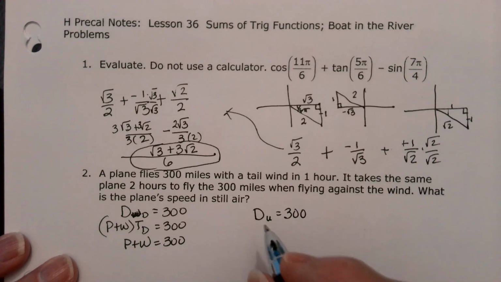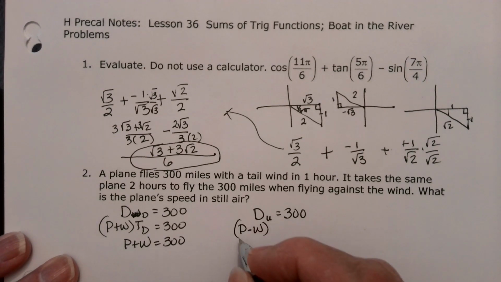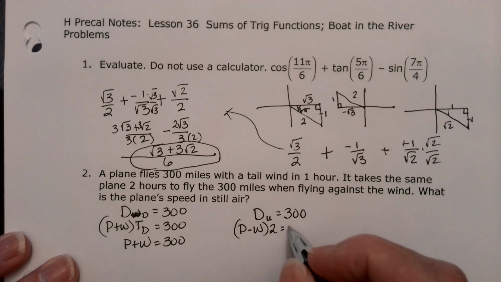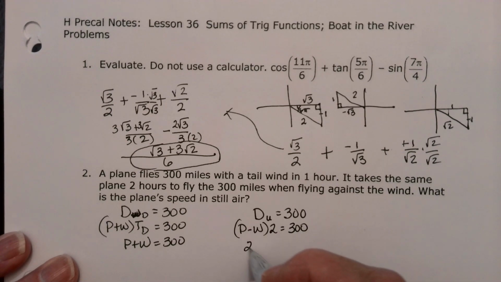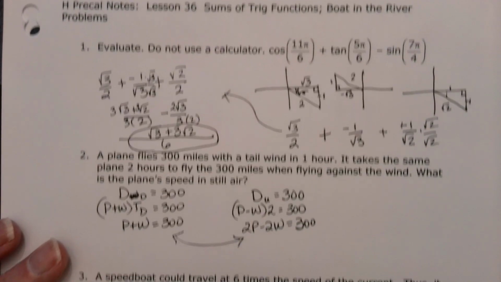And the thing is, the rate when you're going upwind is the wind is working against you. So that's going to be the plane minus the wind speed, and it said it took 2 hours. So you got 2p minus 2w equals 300. So now we have these two equations. Okay, so you can use substitution or elimination.